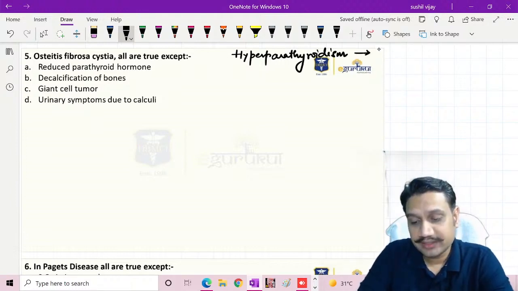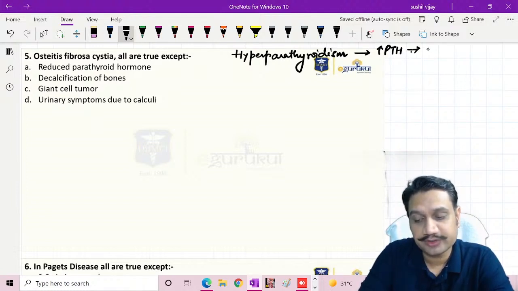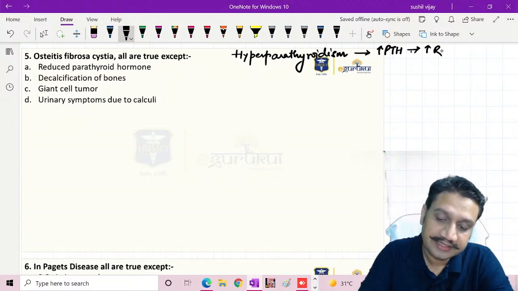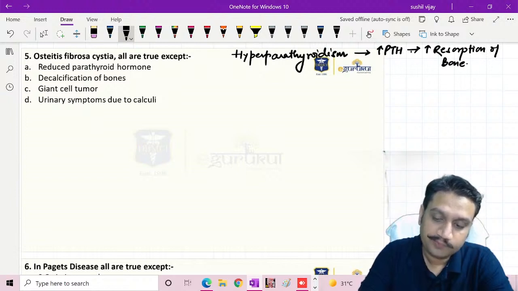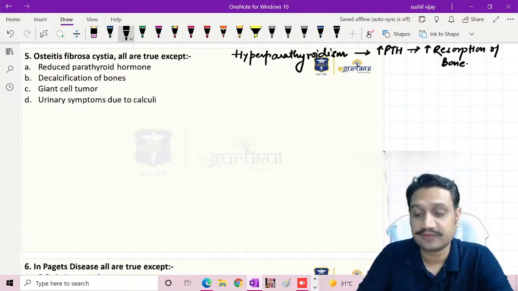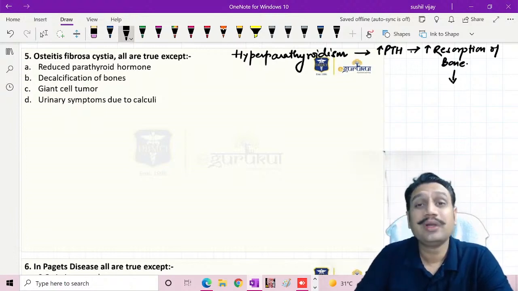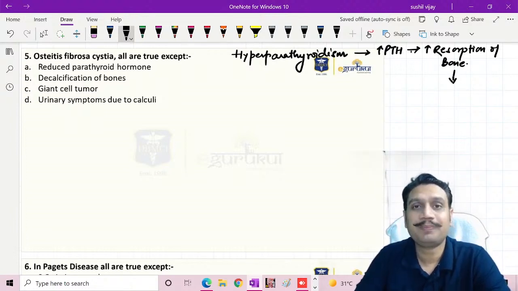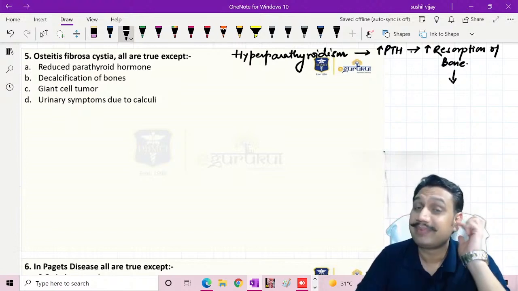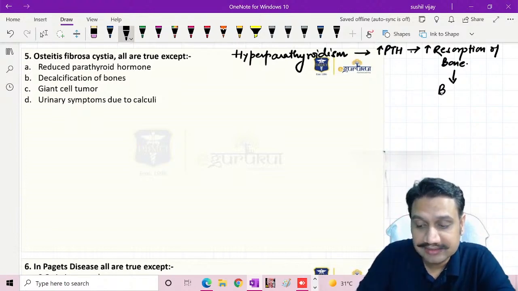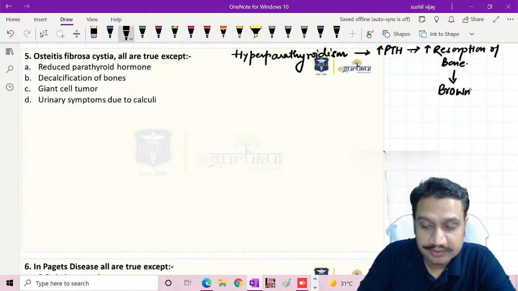It leads to what? Because of increased PTH, that is what we have just discussed, what is going to happen? It will cause an increase in resorption of the bone. Am I right? Because of this resorption, the bone will have multiple lytic patches, and that's what you call the Brown's tumor.